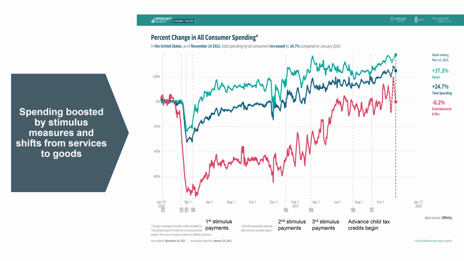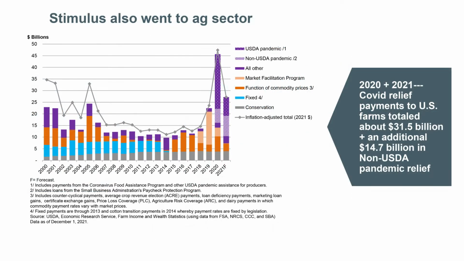Of course, a lot of Americans weren't spending money on entertainment, on travel, what have you, the last year. That money is building up their savings, but also building up their demand for durable goods. Stimulus also, of course, went to the ag sector. We saw a lot of support when I was at USDA. We were working on putting up the CFAP program, the Market Facilitation Program prior to that.